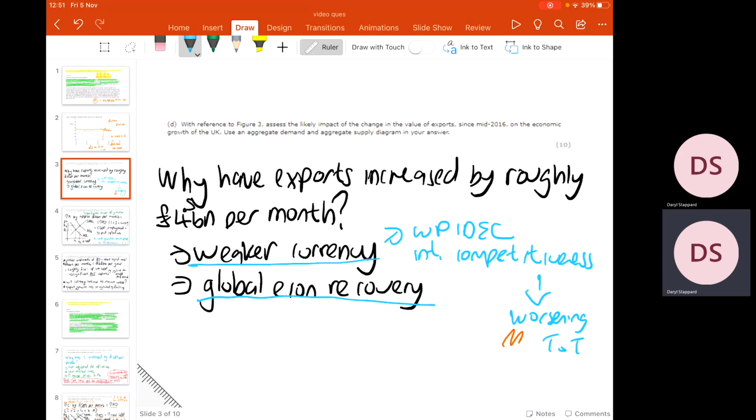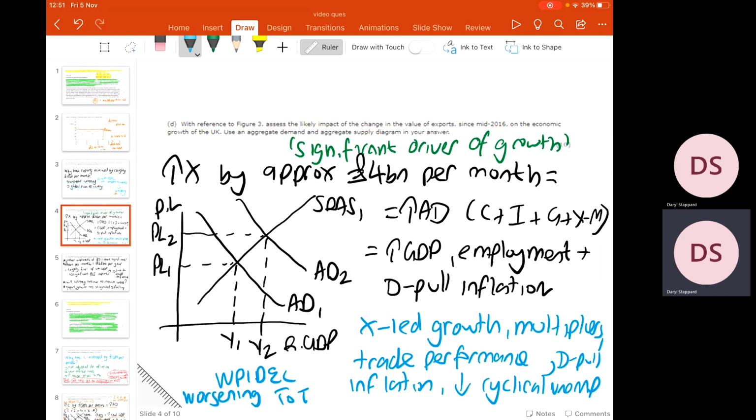So more people will buy Land Rover or Jaguar cars made in Great Britain. More people might come on holiday to the UK. So this would bolster the demand for UK exports overseas. Right, now we understand why exports have increased by roughly £4.5 billion per month. What we can now do is start to think about our answer.